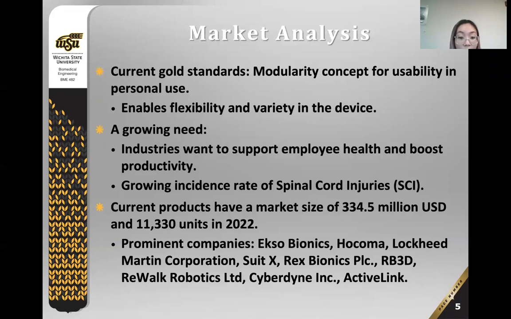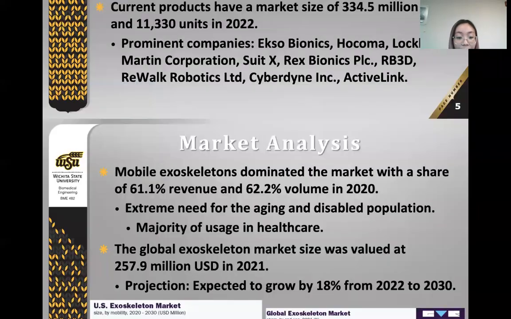The current products in the 2022 market have a size of $334.5 million and 11,333 units, and the prominent companies include Exobionics, Hokoma, Lockheed Martin, SuitX, Rex Bionics, RB3D, Rewalk Robotics, Cyberdyne, and ActiveLink. These companies all make different kinds of exoskeletons, where some designs are wearable body robots, whereas others are more focused in specific areas of the body, such as the arm, wrist, and leg. There's a large range of current products out there in the exoskeleton market.